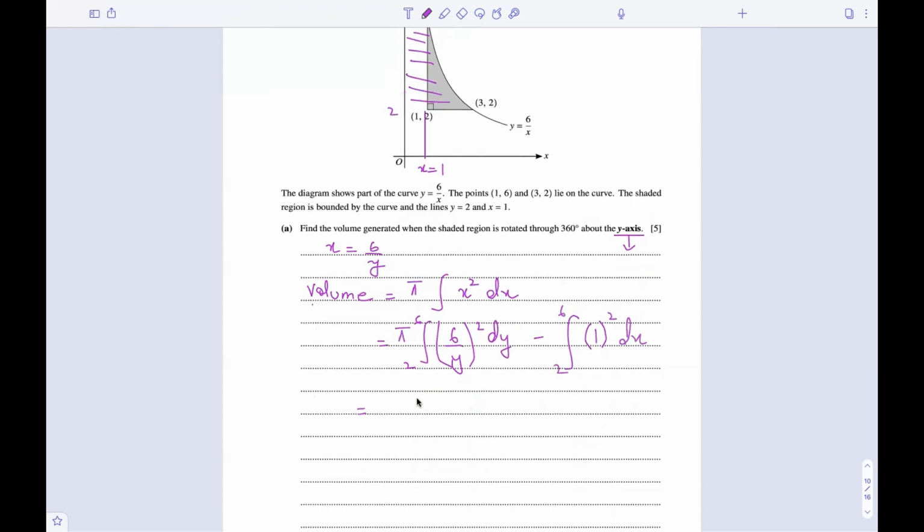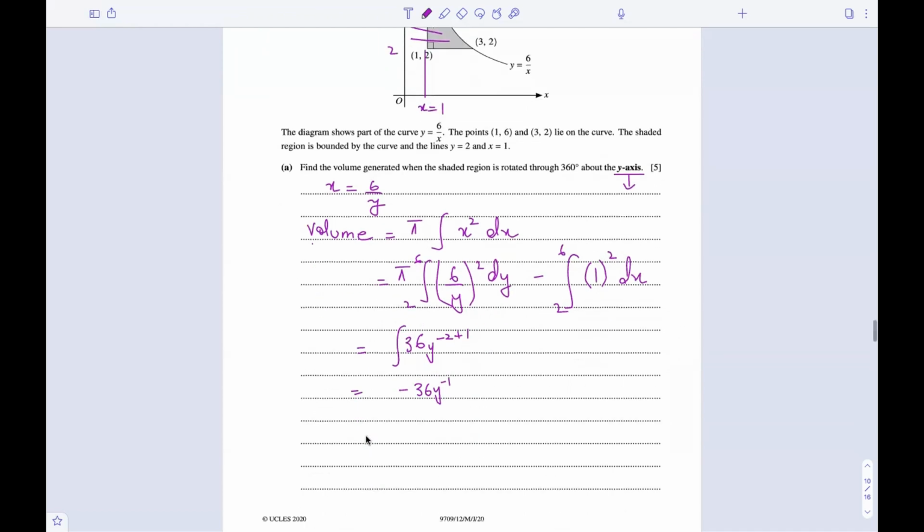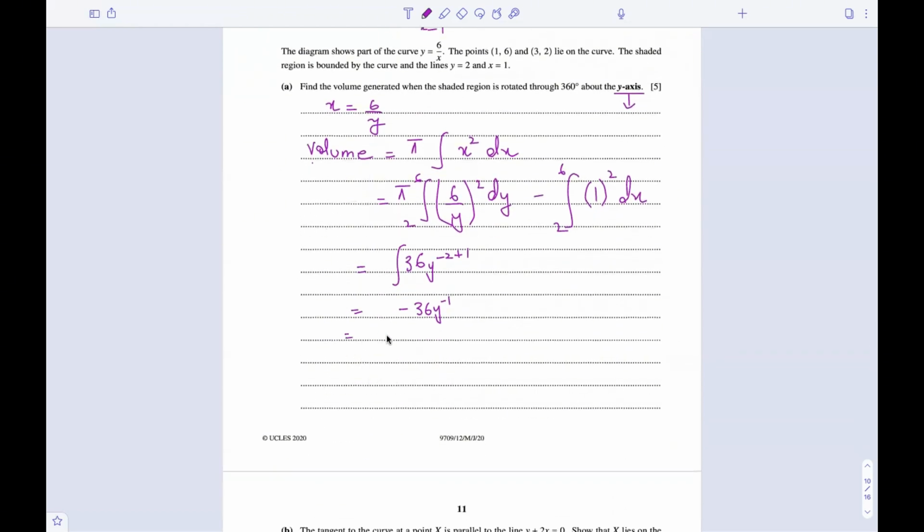So integrating 6 upon y squared, this will become 36 y to the power minus 2. Integrating this, we'll increase the power by 1 and divide by the new power, which is minus 1. So this will become minus 36 y to the power minus 1, which can be written as minus 36 upon y. Now we'll substitute the upper and lower limits, which are 6 and 2.